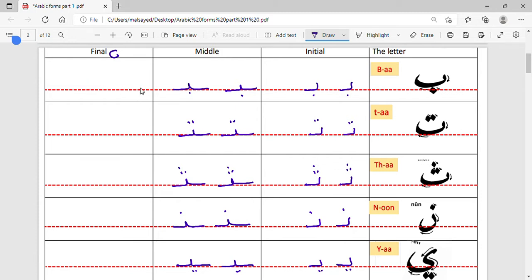So the final form connected of the ba, this is the final form of the ba. We close the letter, it's the end of a word, and this is the right hand to connect with the letter before. One more time. Final form connected of the ba. Final form connected of the ta.